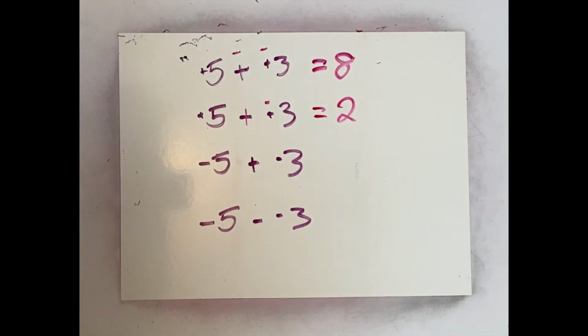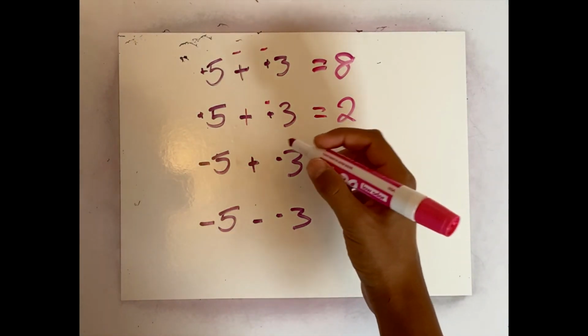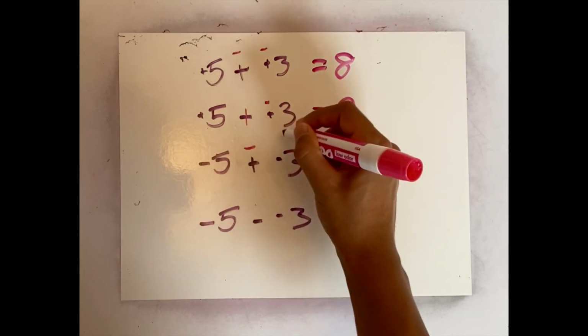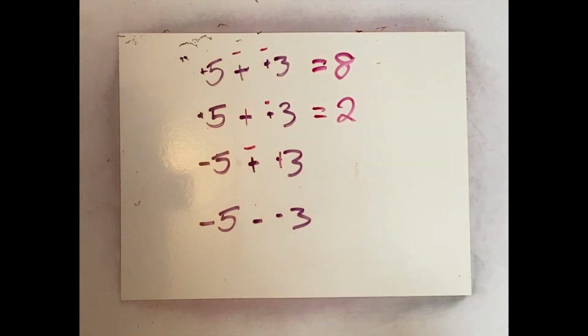Next one, negative 5 plus negative 3. Well, if I wanted, I could use the tick-tick. So a negative and a positive. So now I'm saying negative 5 minus positive 3. And for some people, this might be an easier way to envision the problem. For some people, this might be a little more difficult.